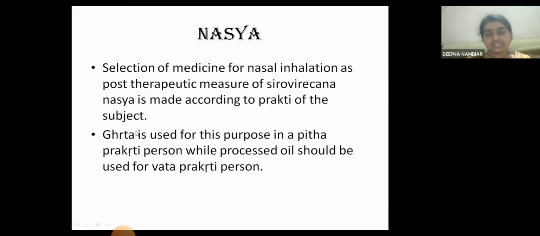In the case of Nasya, the selection of the medicine is also dependent on the Prakriti, because in the selection of medicines for Shirobasti we have to select according to the Prakriti. Also the post-Nasya management, like what type of Dhumapana is to be selected, is also chosen according to the Prakriti of the patient. And this is a tika said by Arunadatta, that Ghrita is used for this purpose in Pitta Prakriti persons, while processed oil should be used in Vata Prakriti persons.